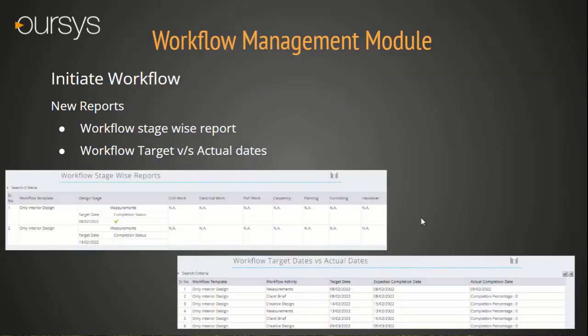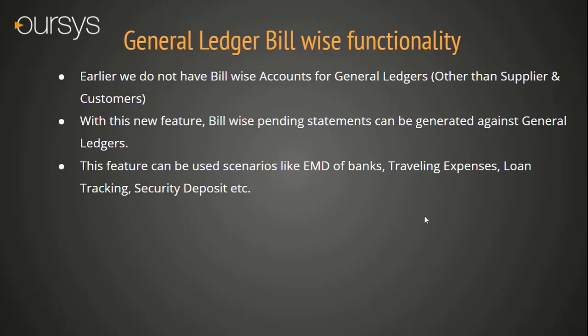Now we will see the next topic, which is the general ledger Billwise functionality. Earlier we did not have a Billwise account for general ledgers other than suppliers and customers. With this new feature, Billwise pending statements can be generated against general ledgers. This feature can be used in scenarios like EMD of banks, traveling expenses, loan tracking, security deposits, etc.